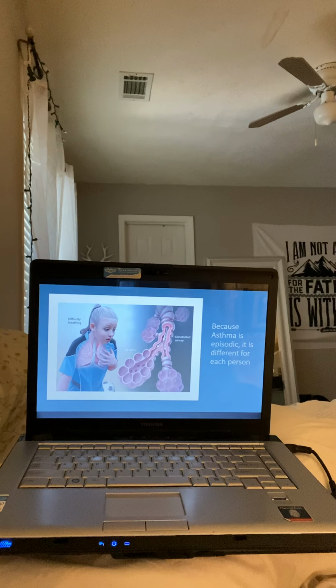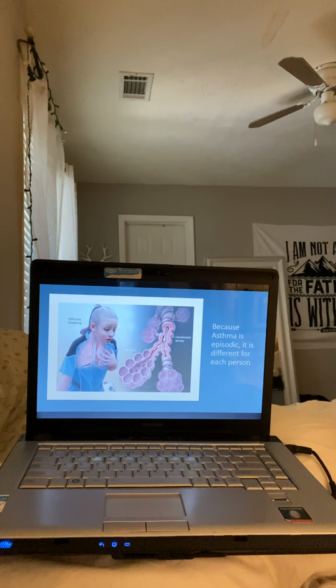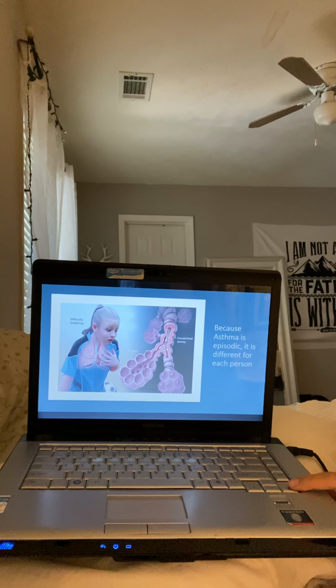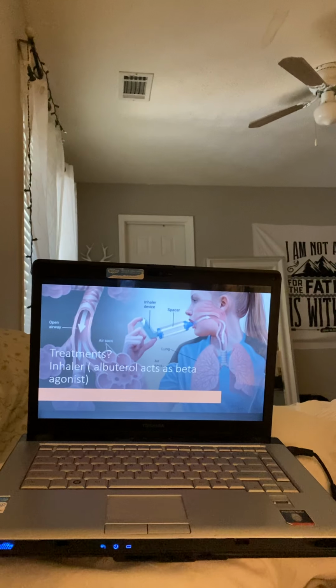All right. Because asthma is episodic, many people rarely have issues with their asthma, while others may deal with it more frequently and it can be more serious. So it's just dependent on each person, case by case.